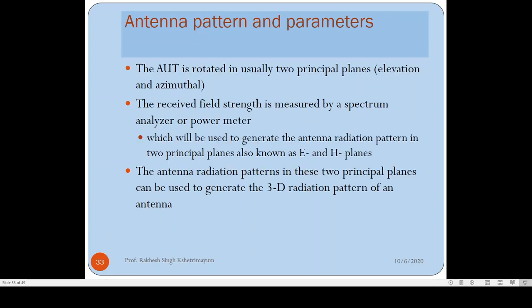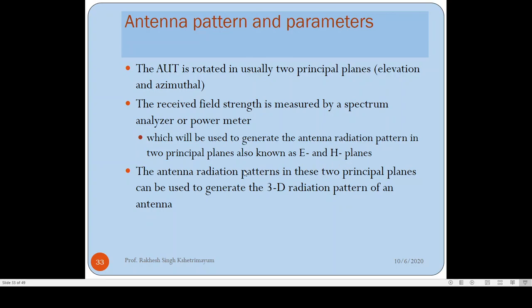So you move this AUT, antenna under test, in two principal planes. One is the elevation plane, another is the azimuthal plane, to find out the E plane and H plane of the radiation pattern of the antenna. Then the received field strength is measured by a spectrum analyzer or power meter, and from there you can generate the radiation pattern of the antenna in the two principal planes, E and H plane.